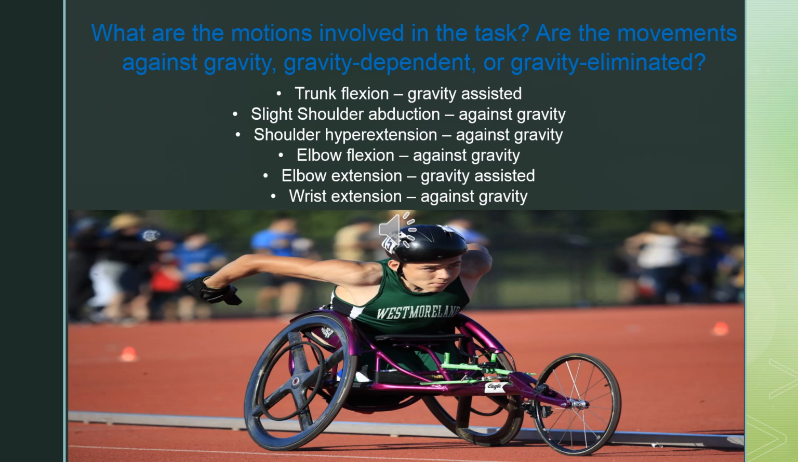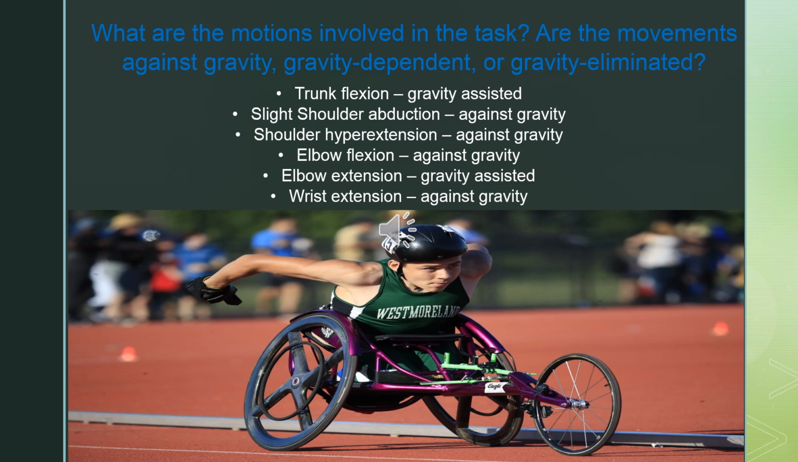The question is asked, are the movements against gravity, gravity assisted, or gravity eliminated? The trunk flexion would be gravity assisted because gravity is pulling the body down. The slight shoulder abduction would be against gravity because of course gravity will want to pull that arm back down into a neutral position. Shoulder hyperextension is against gravity also. Gravity would want to pull that arm back down into just an extended position.